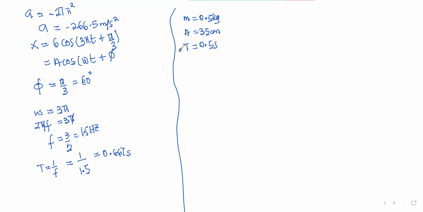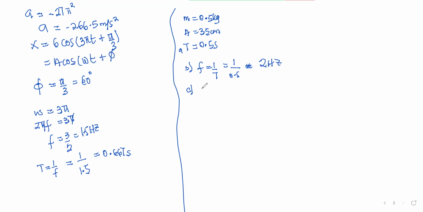So B, we found the A. B, the frequency. F, which is equal to 1 over period, is 1 divided by 0.5, which is equal to 2 hertz. Next question, C.